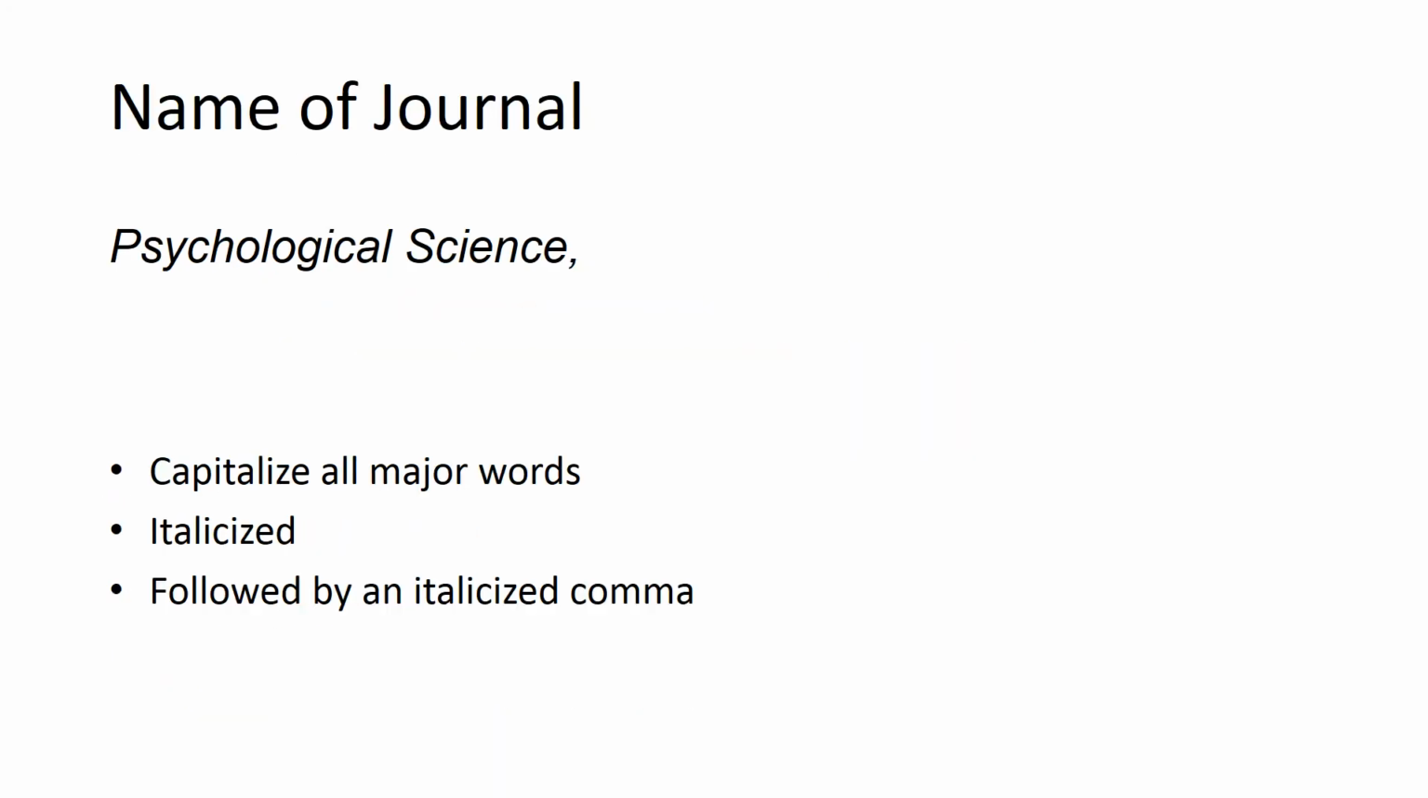The first part of the reference that explains where the article was published is the name of the journal. Note that the formatting for the name of the journal is a bit different than the formatting for the article title. We capitalize all major words in the name of the journal, which means "of" is not capitalized, nor are other 2-letter words. The journal name is also italicized and followed by an italicized comma.